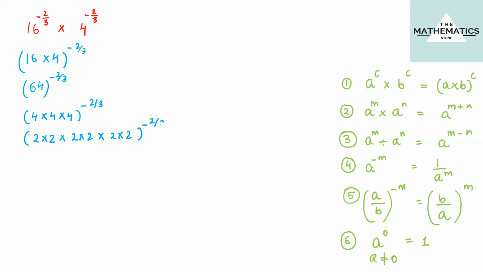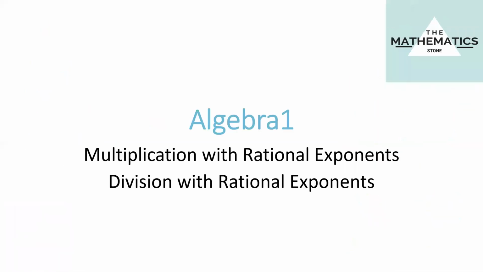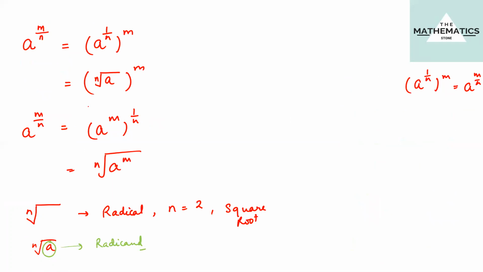raised to negative 2 over 3. Now what do we do? We try to find out. Since here we have the cube root, if you remember this rule, I'm going to apply it: a raised to m over n equals a raised to 1 over n whole raised to m. I'm going to apply this now.